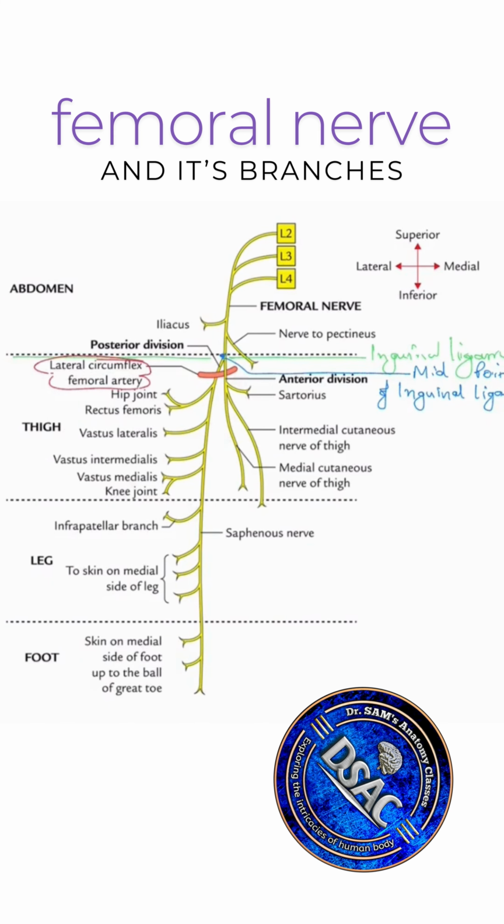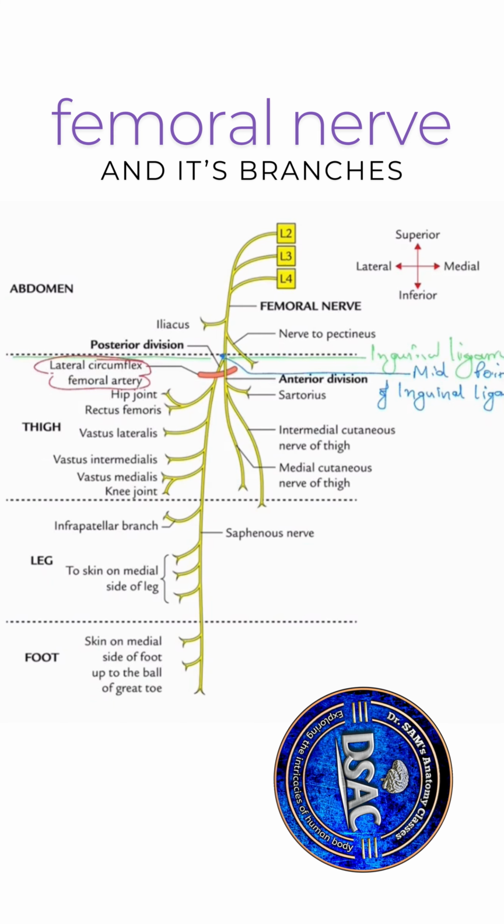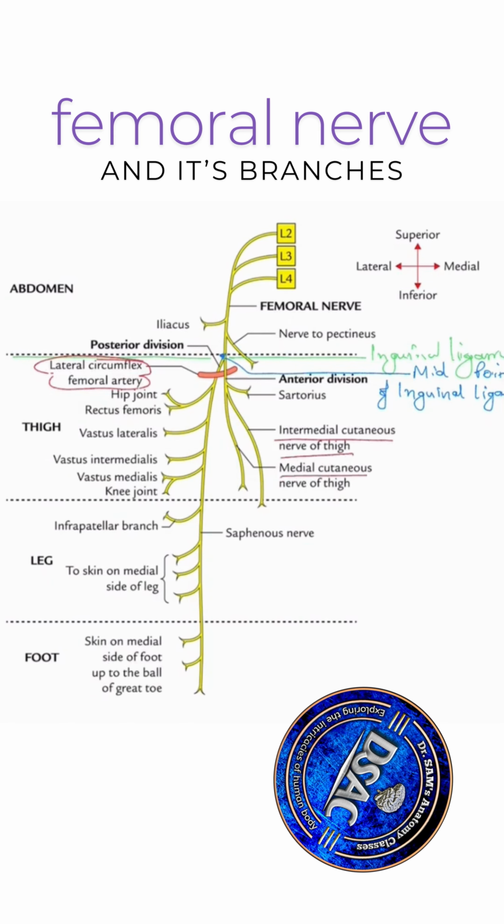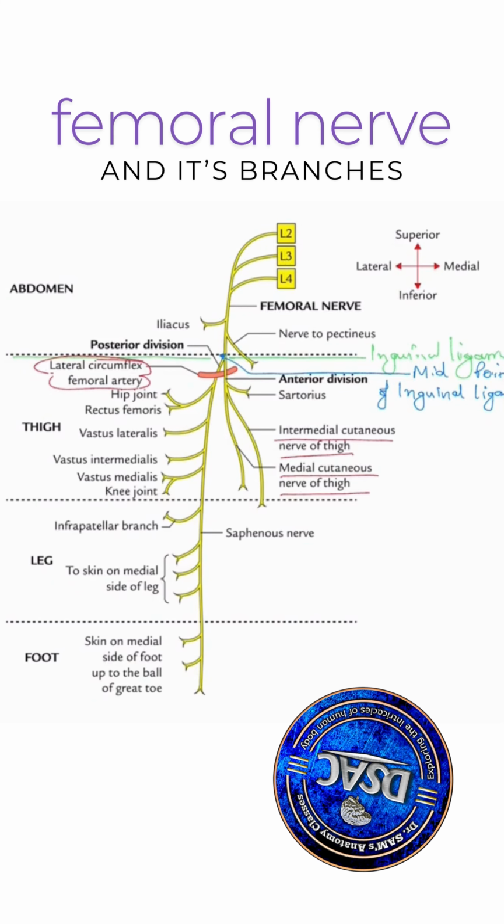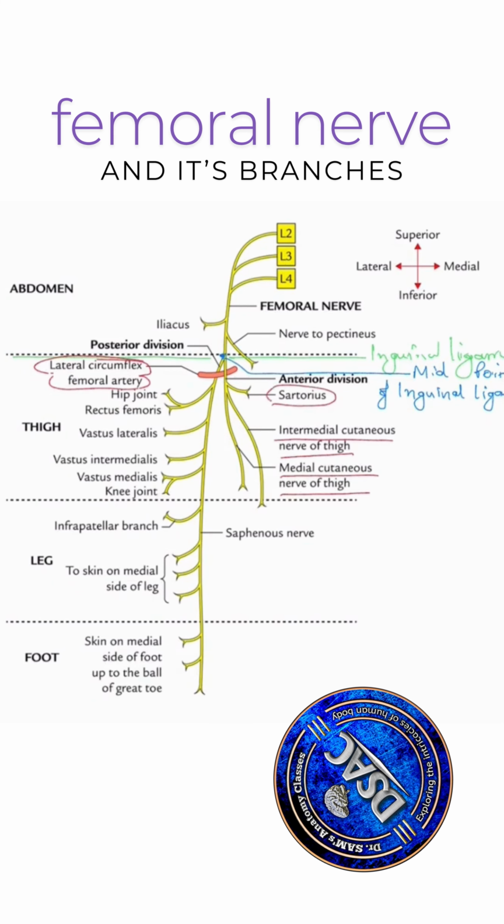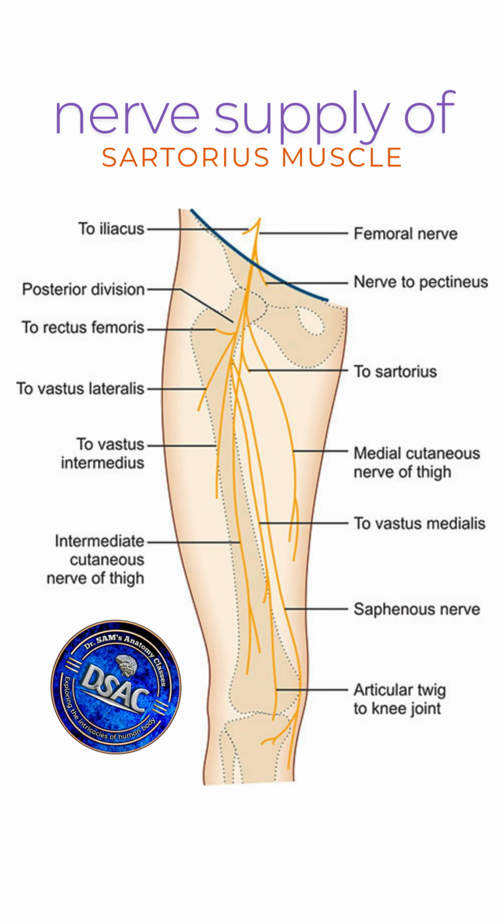The anterior division, you can see, gives out these cutaneous branches. One is the intermediate cutaneous nerve of thigh and the other one is the medial cutaneous nerve of thigh. Generally, it's the intermediate cutaneous nerve of thigh which gives a branch that supplies sartorius, or sometimes this branch to sartorius may arise from the anterior division itself. Mostly it's seen to be a branch arising from the intermediate cutaneous nerve of the thigh.